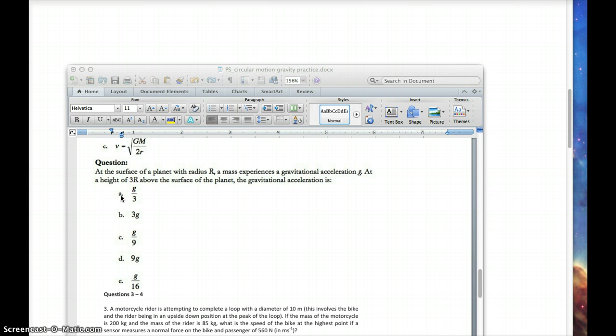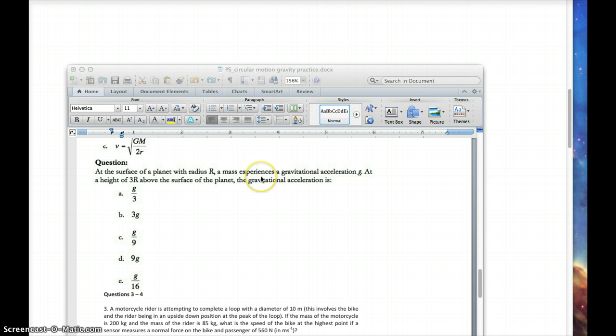At the surface of a planet with radius r, a mass experiences a gravitational acceleration g. And this is a different g than 9.8 meters per second squared. At a height of 3r above the surface of the planet, the gravitational acceleration is something.